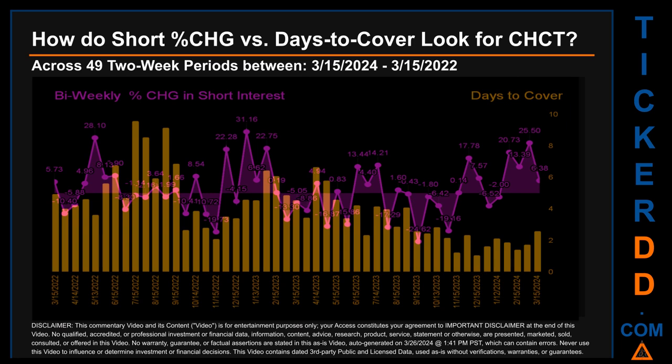The largest percentage decrease in short interest found across those 49 2-week snapshots was -24.62%. It occurred once on September 15, 2023 settlement date. The average days to cover was about 4.06. The biggest days to cover was 9.58 and it happened once on July 15, 2022 settlement date.